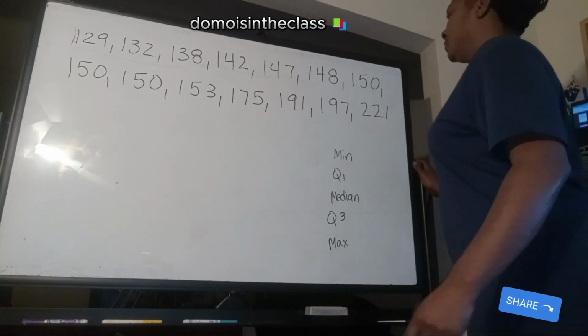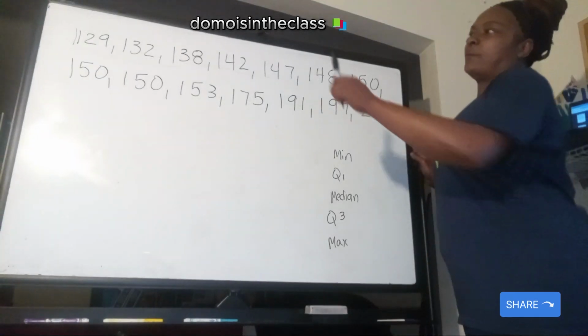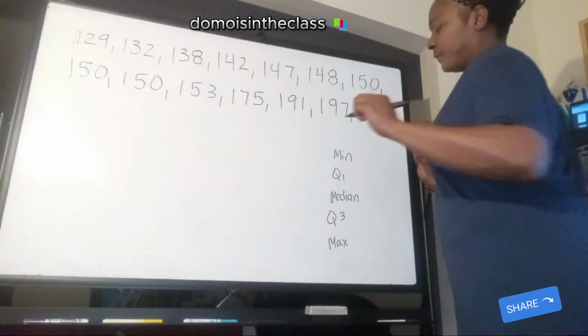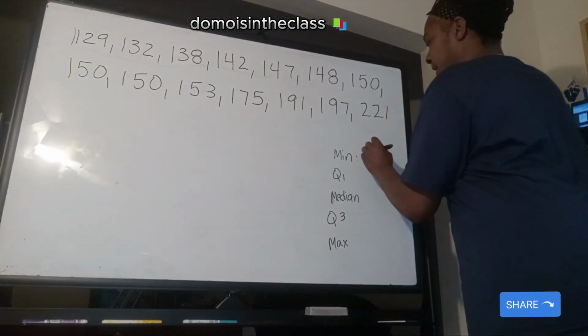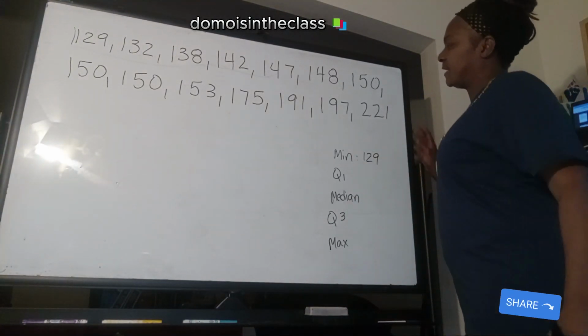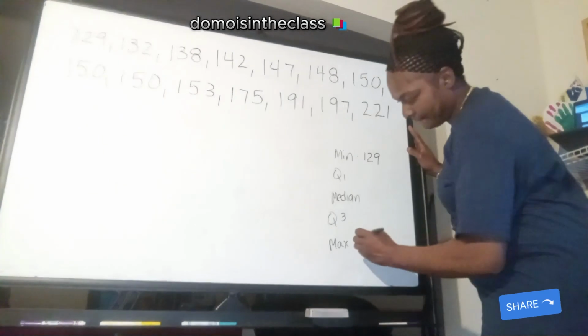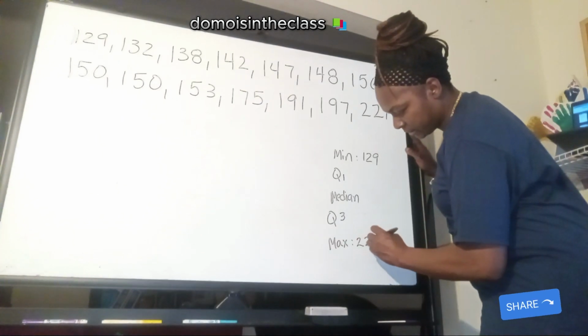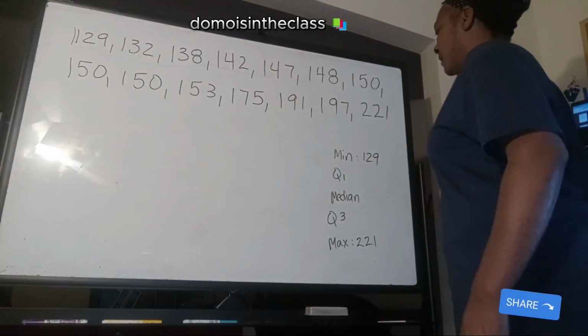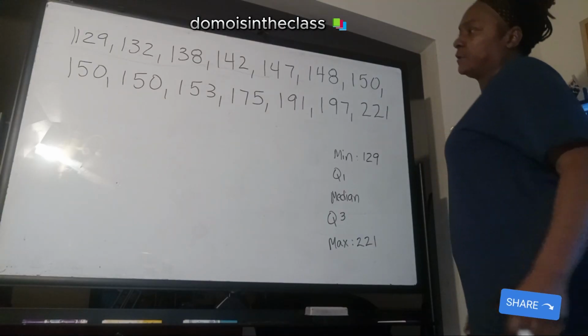Okay, so what is the smallest number that we have up here? Where does our chart start from? 129. So we get a 129. And where does our chart stop at? 221. So those are the easiest ones to automatically fill in. It's just the beginning and the end of your chart.